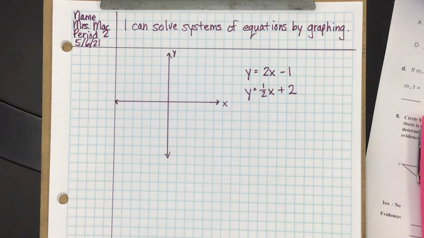If you need a ruler, there's rulers in the bucket over there on the side counter. Hey, turn to your neighbor. Make sure you guys have the same line.